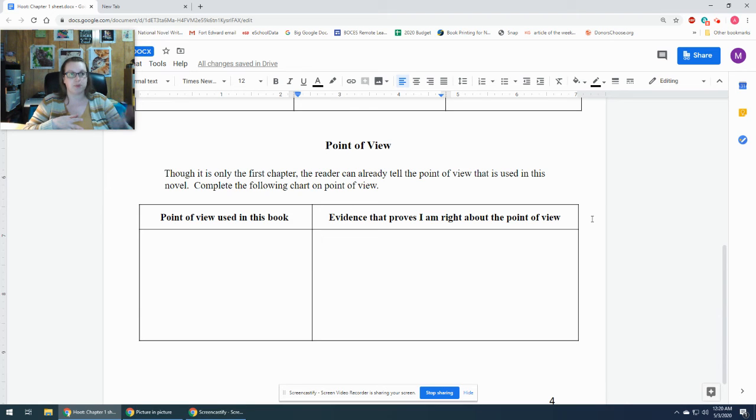Are we first person, where we're talking I, me, my, the narrator is telling their own story, or do we have third person, where some outside narrator is telling the story, and we get to jump into different characters' thoughts here and there? So which point of view is it? And then how do you know? And you may need to go back into chapter 1. You can pull some quotes that prove it, or you can paraphrase how you know it is one point of view versus the other. And pause the video a minute to fill those things out.